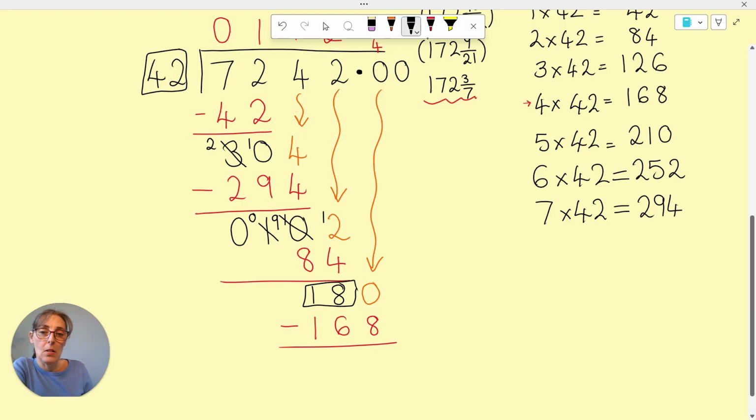0 take away 8, no. So turn the 8 into a 7 and carry the 10. So we've got 10 take away 8 is 2. 7 take away 6 is 1, and 1 take away 1 is 0. And then just to do to 2 decimal places, let's bring down the other 0.